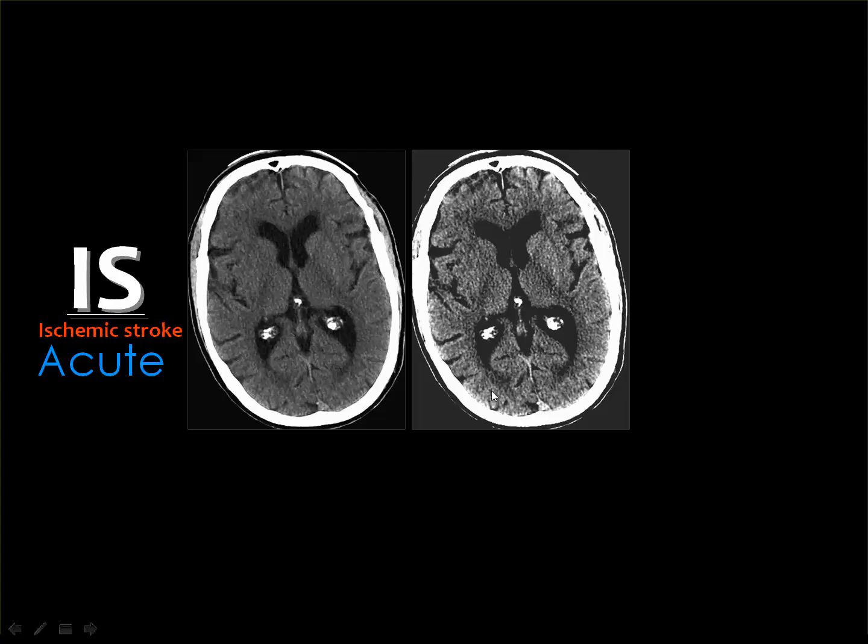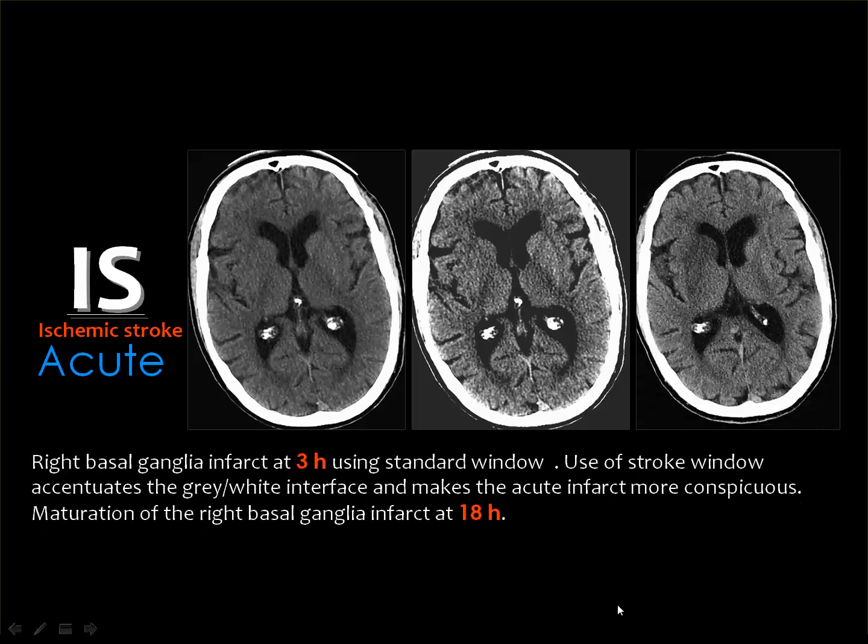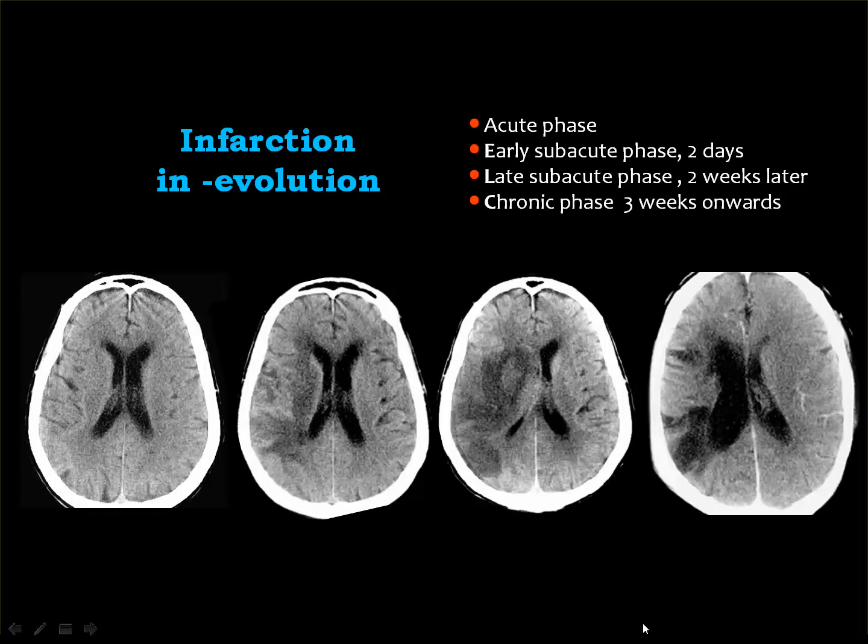And this window may help you to predict the site of the infarction. Here you see the basal ganglia, but here you see masking or fogging of the basal ganglia, and the infarction has developed 18 hours after the first examination.